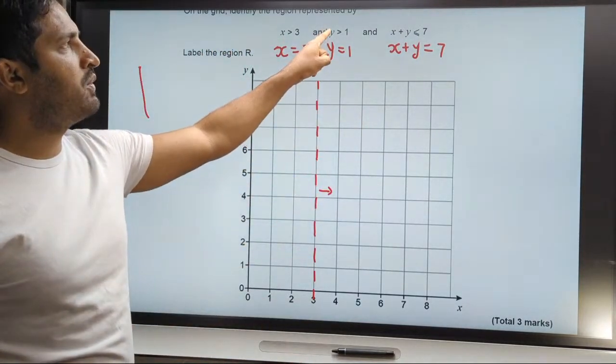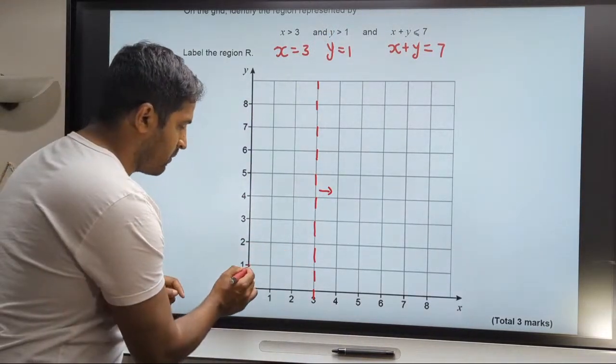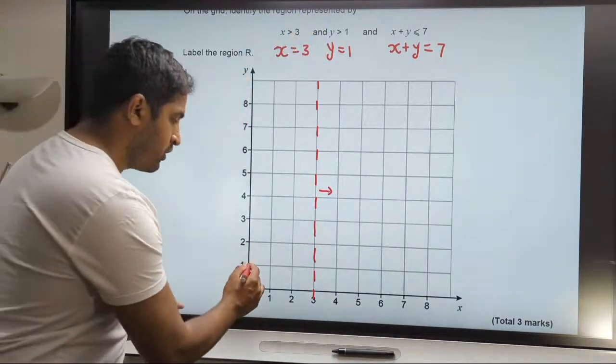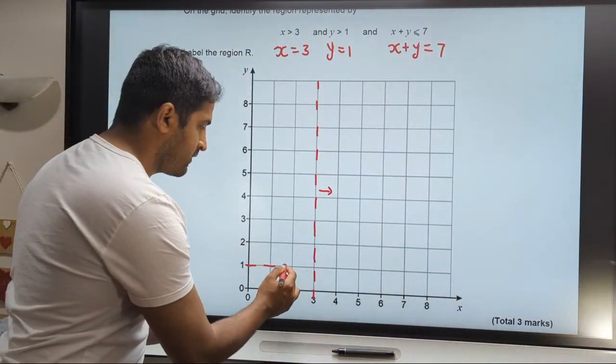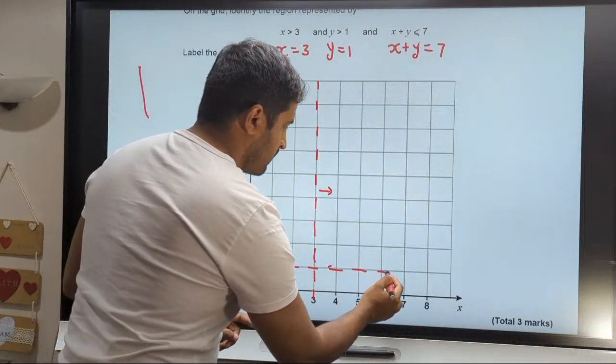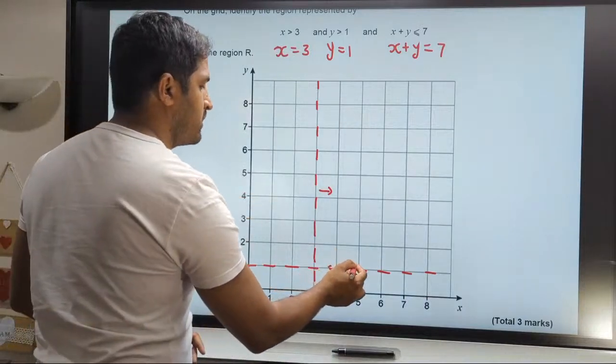And y has to be greater than 1. So this is y value equal to 1, and again, it's strictly greater than 1, so we're going to use the dotted line, so that anything on that line is not included. We want the y value to be bigger than 1, so that is the region.